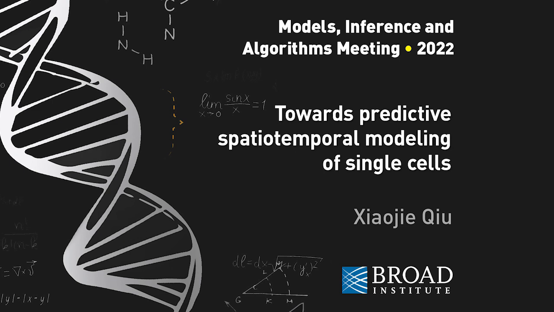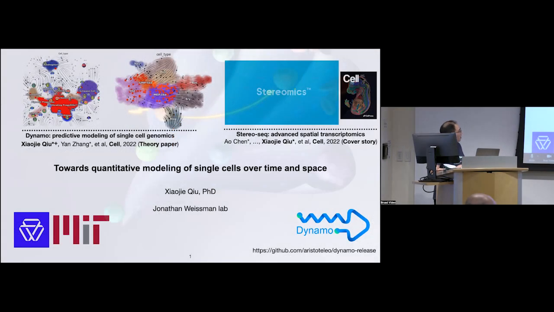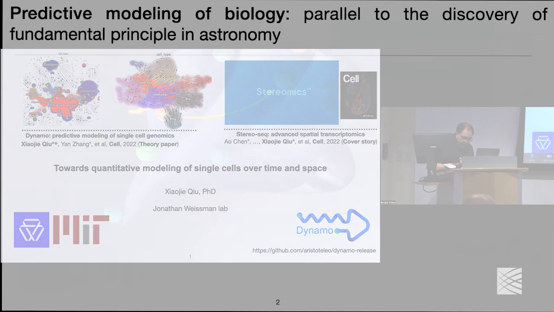Today, I'm going to tell you two stories. The first story is on Dynamo for predictive modeling for single-cell genomics. And then I'm also going to talk to you about how we can use Stereo-seq to perform advanced spatial transcriptomics. As you can see, both works have been recently published in Cell.